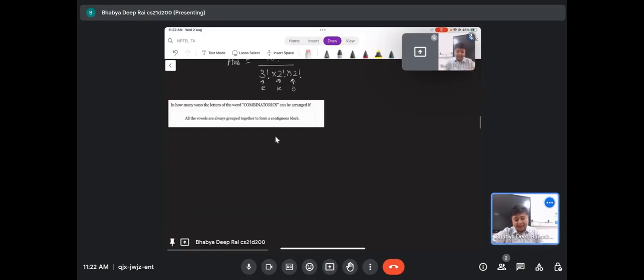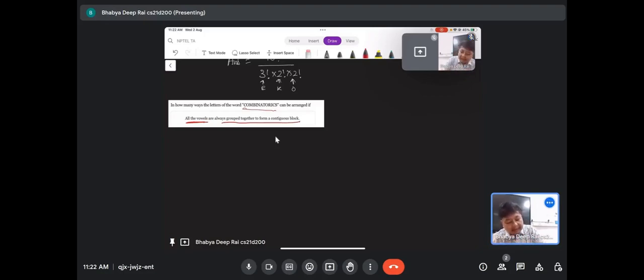Okay, now another word problem, another string problem. The question says the following: in how many ways can the letters of the word combinatorics be arranged if all the vowels are always grouped together to form a contiguous block?